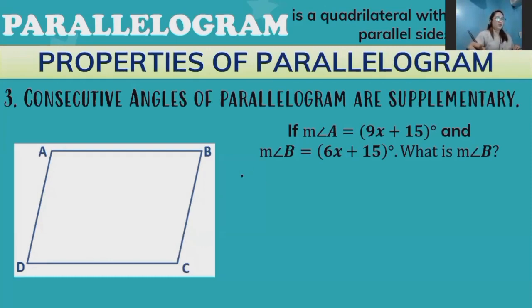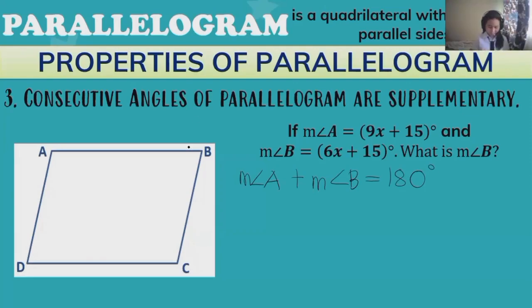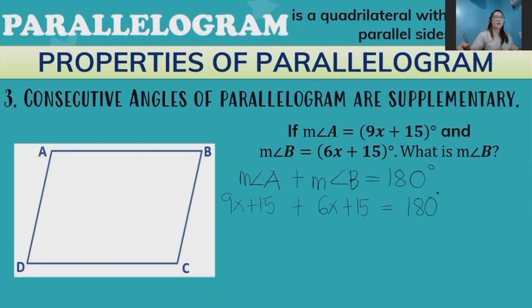So from the statement consecutive angles of parallelogram are supplementary, we can say that the measure of angle A and angle B is equal to 180 degrees, right? Yan po yung symbol na meron tayo kanina. And then, yes, that's right. Okay, angle A is 9x plus 15 plus the measurement of angle B, which is 6x plus 15, is equal to 180 degrees.